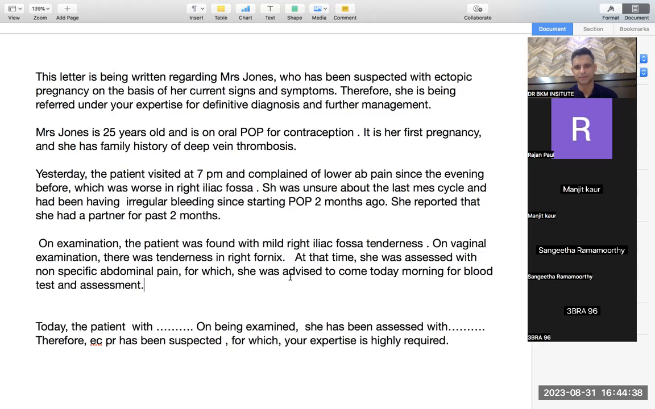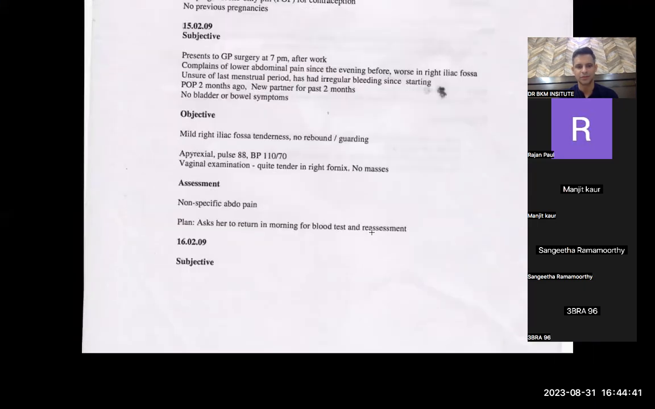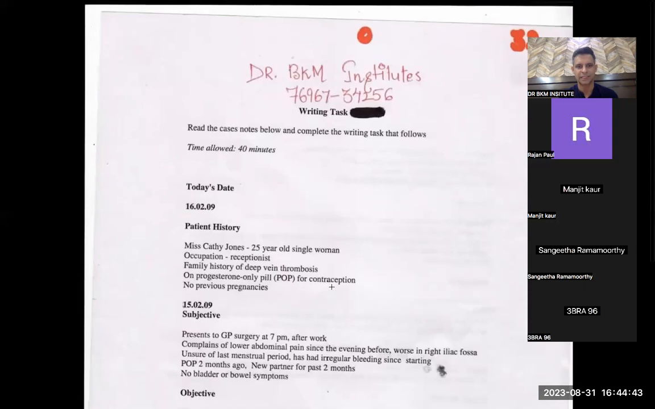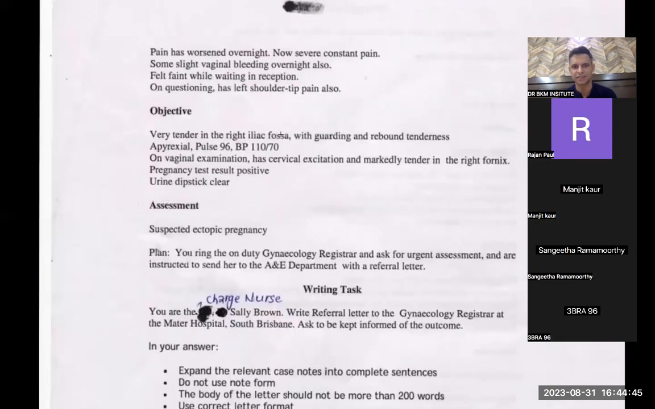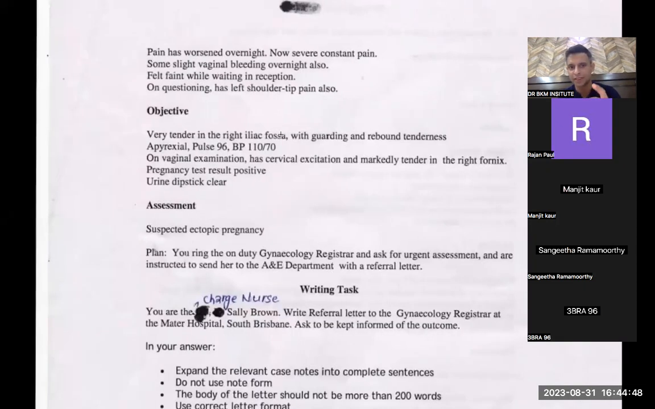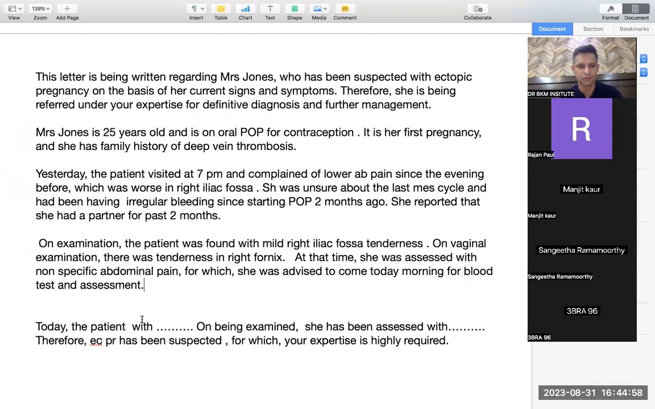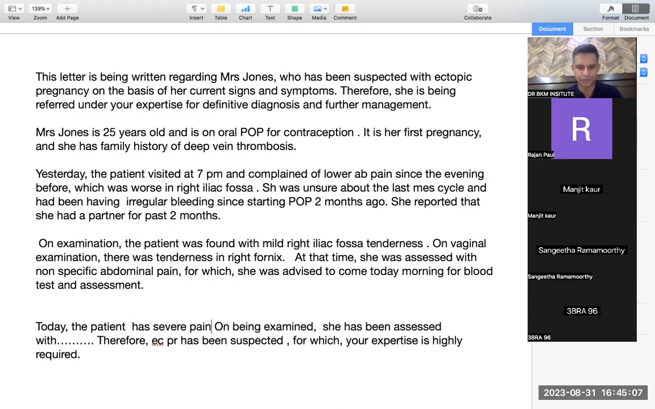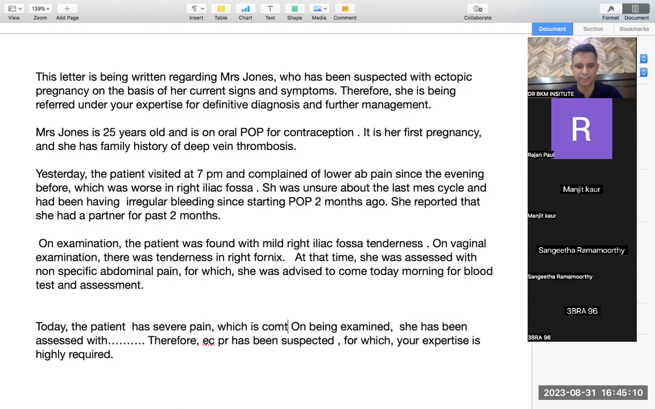So now let's go to today. Let's see what is happening today. Today, the patient has pain worsened overnight, severe constant pain, slight vaginal bleeding overnight also. So today, again, the patient has severe pain, which is constant in nature. Now, my language to make it easy, which is constant in nature.